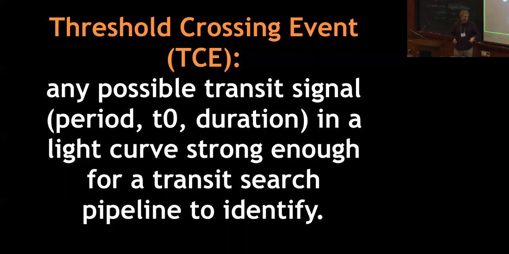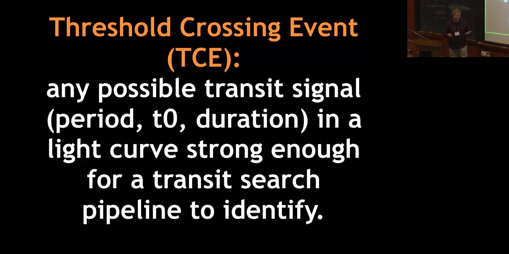And as I was saying, I would now consider this to be a threshold crossing event. And I've made this orange because this is one of those things that we had on the first slide that I was going to explain to you. So a threshold crossing event is any possible transit signal that has a period, time of transit, and a duration that's in a light curve strong enough for a transit search to identify.